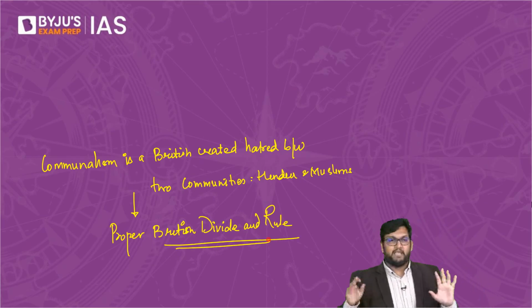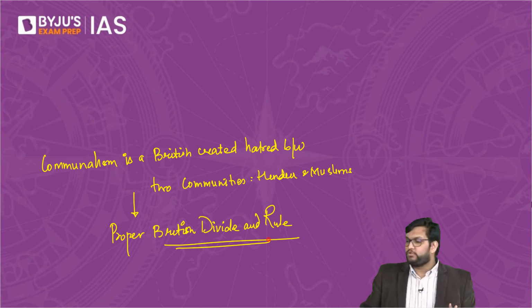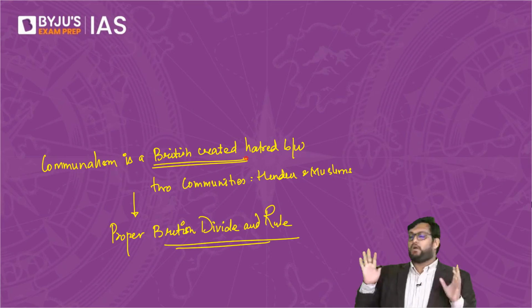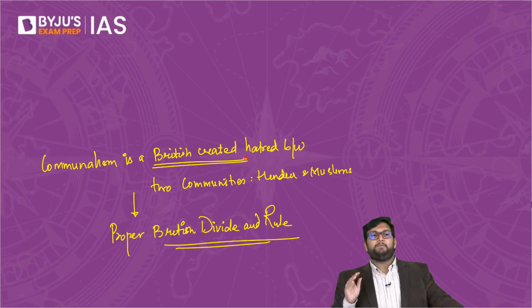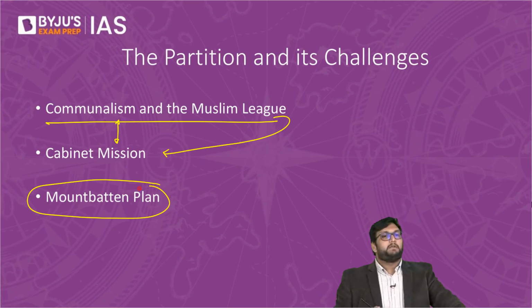That there is no way India was ever going to have two nations when we were under Mughal rule, when we were in the initial period. It is all British created. It is an engineered concept in India. So I hope that you realize why we got partitioned under the Mountbatten plan, because we had no other option.